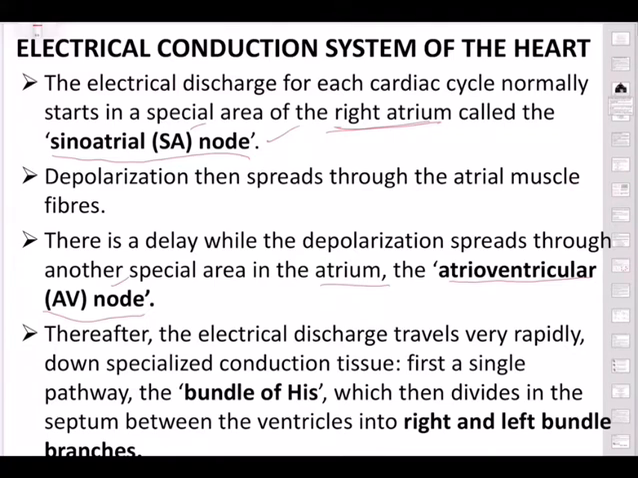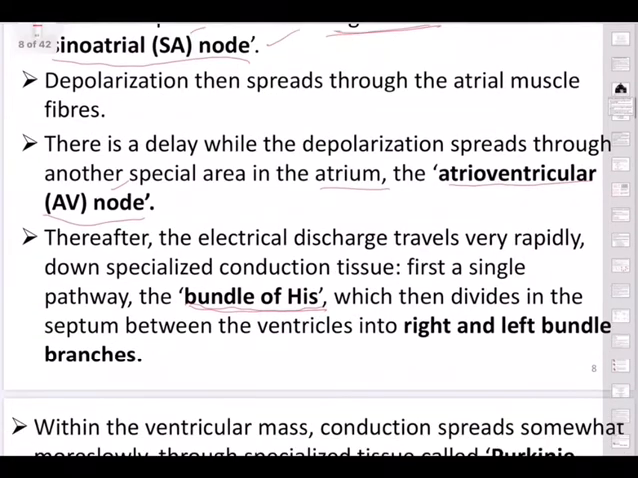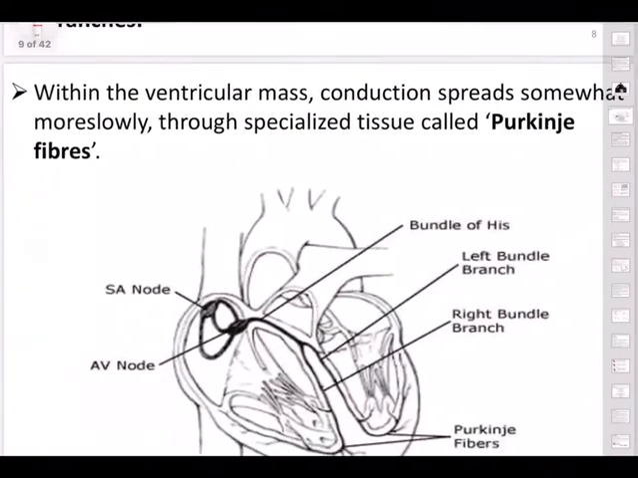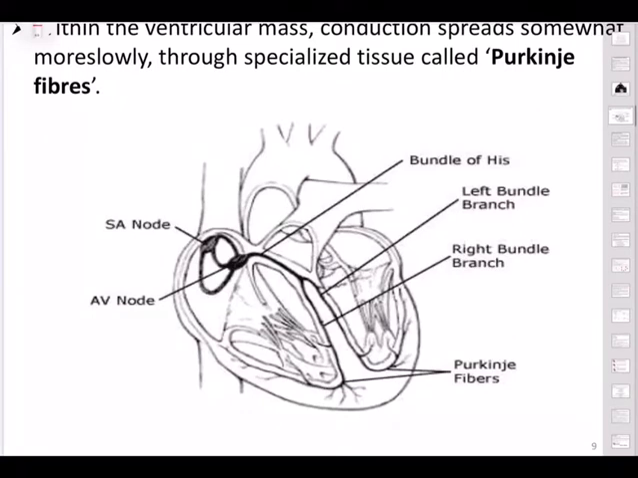Thereafter, the electrical discharge travels very rapidly down specialized conduction tissue, first in a single pathway. Remember, there is a special muscle, the bundle of His, which then divides into the septum between the ventricles, between the right ventricle and left ventricle. Recollect the diagram? You have a septum, so that leads to the right and left bundle branches. Now you can see in the diagram, within the ventricular mass, conduction spreads somewhat more slowly through specialized tissue called Purkinje fibers. Where are those? Here. These are the Purkinje fibers.